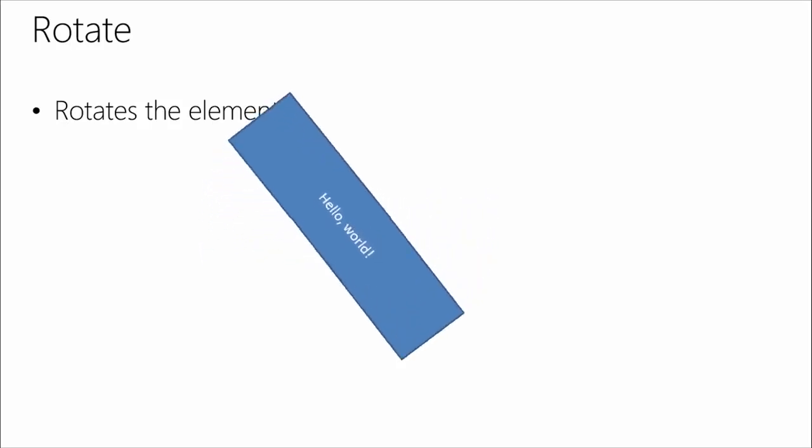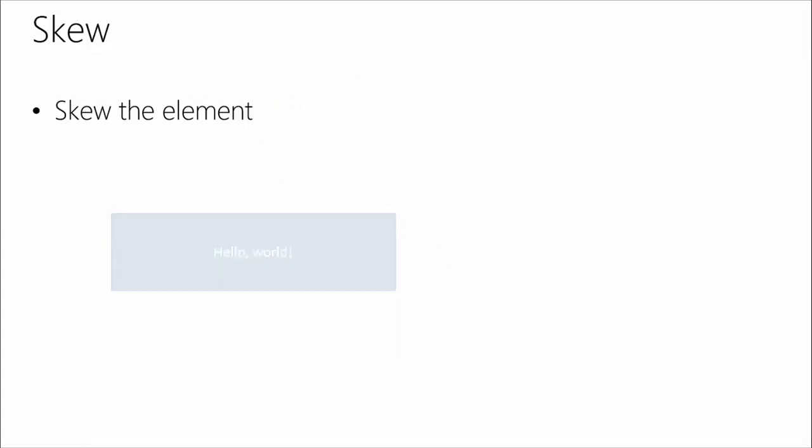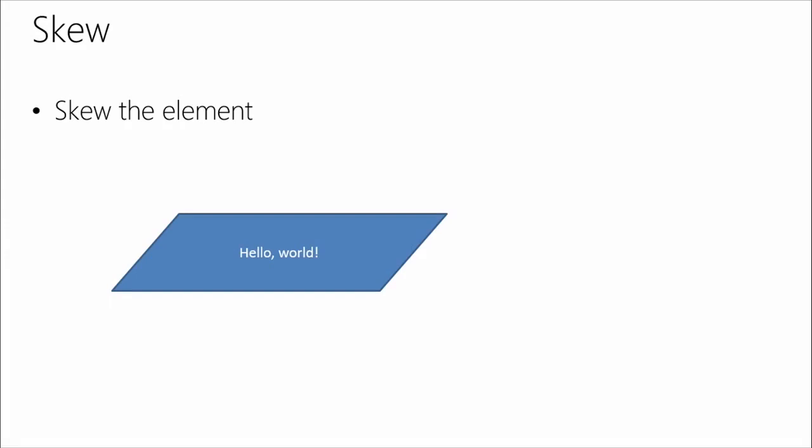Rotate. It's going to rotate the element. There we go. And then skew is going to skew it. So you'll notice that my little borders here are off to the side. So those are all the different transformations that you can do. And then you can also do none. And there's my animation for none. That did take the longest.